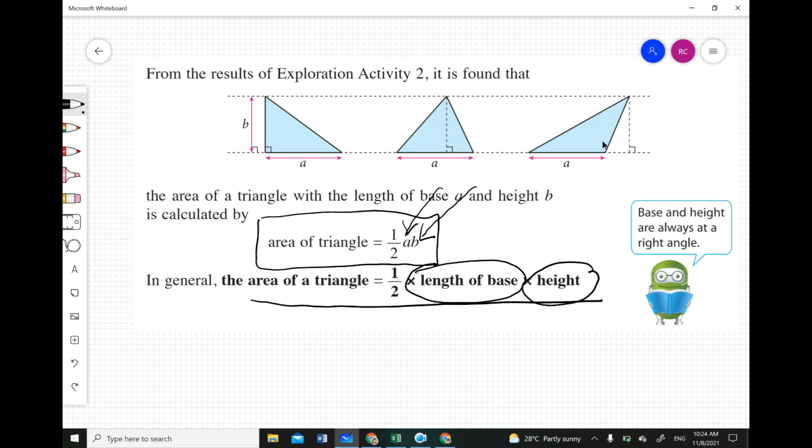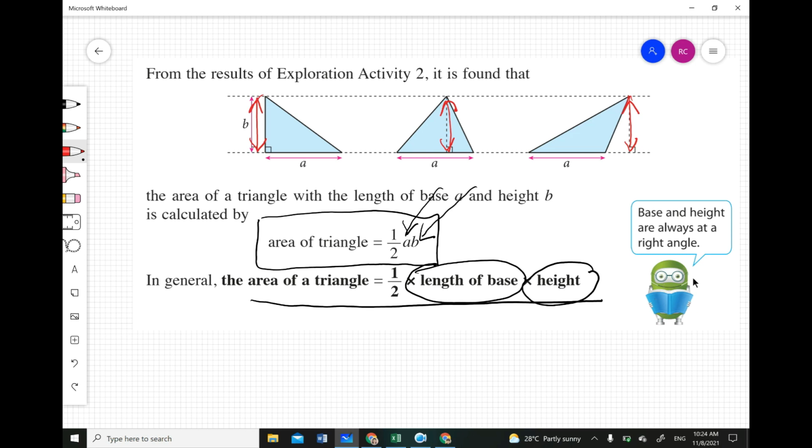Don't take the wrong one. This is not the height. You must take the correct height. This is the height. For the second figure, this is the height. This one, this is the height. Okay, make sure you take the correct one.